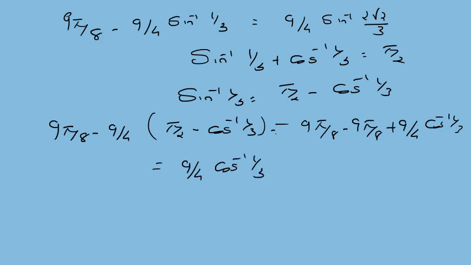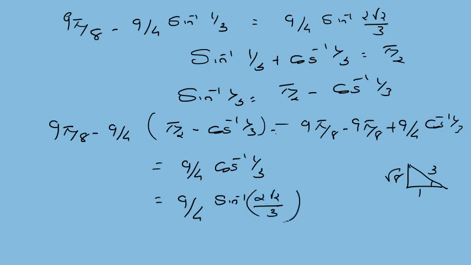But we want the answer in terms of sine. So what you have to do? Take a right triangle, adjacent side by hypotenuse. So what is this? This is root 8. So this is 9 by 4 sine inverse root 8 by 3. Root 8 means 2 root 2. So 2 root 2 by 3. This is the answer.